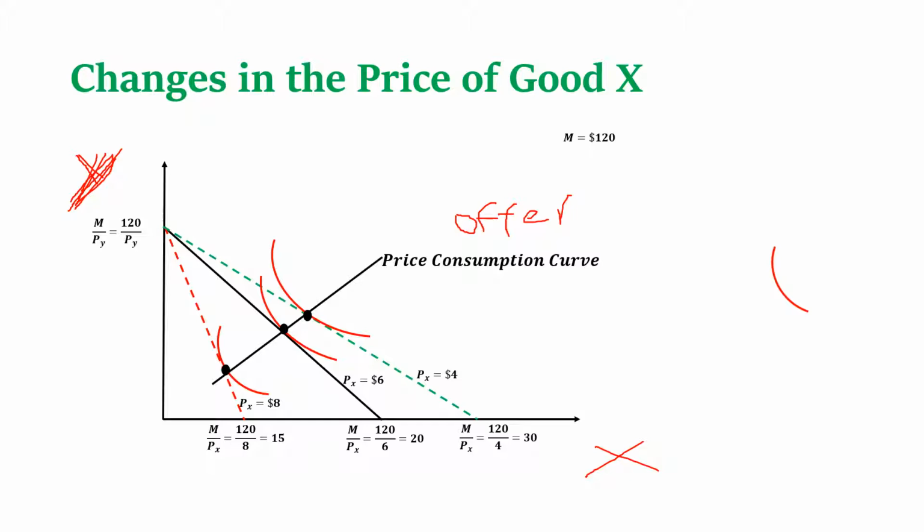So that is why we see when the price of the good falls, the budget line is going to rotate outwards, and when the price increases, it's going to rotate inwards. Okay, so it rotates inwards when the price increases and outwards when the price falls. Okay.